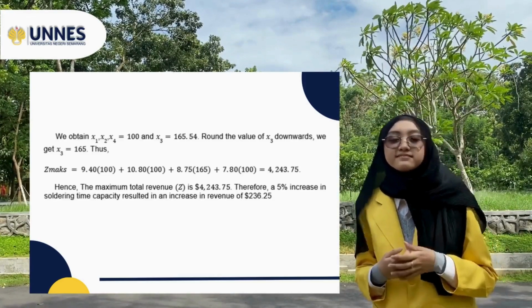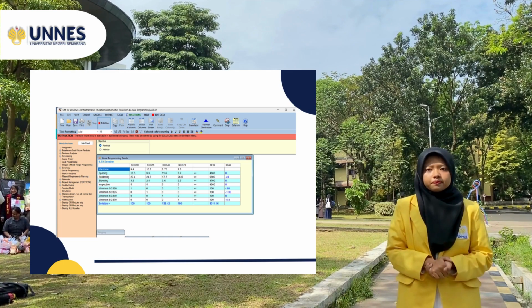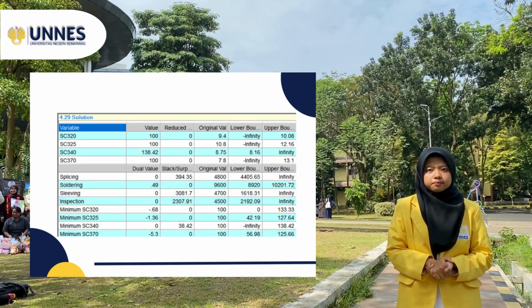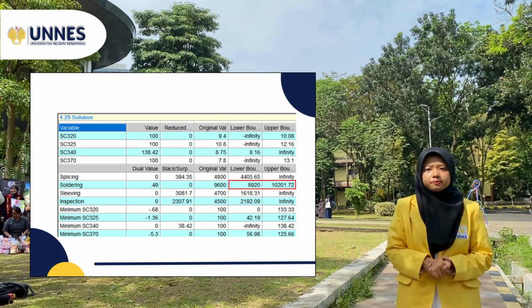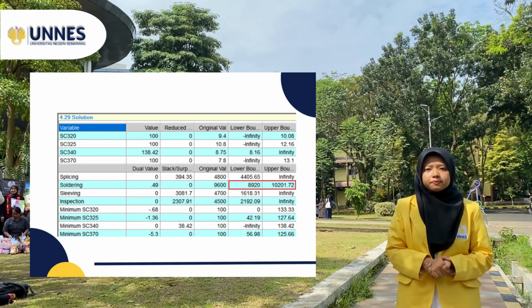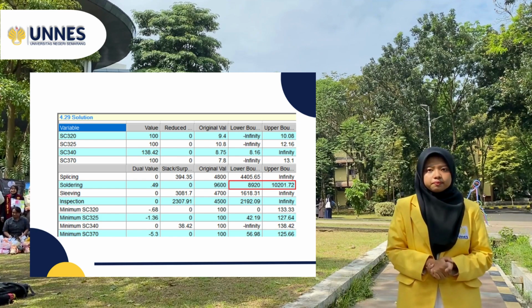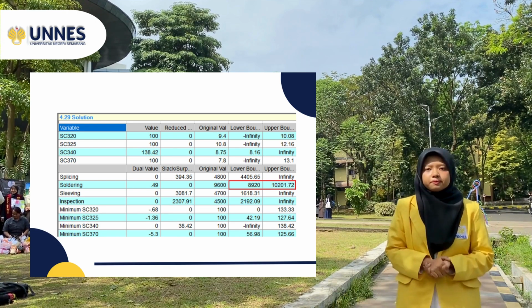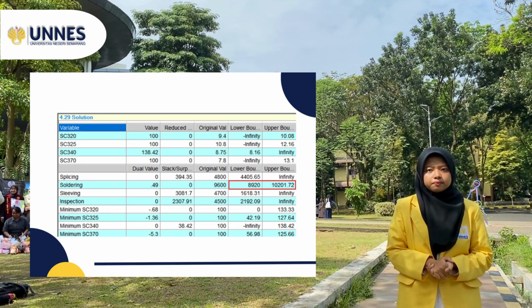The sensitivity itself is also based on the optimal table from the simplex method. We click the range button and we will get the sensitivity. Based on the results, the sensitivity range for the soldering capacity is 8,920 to 10,201.72. So, the final result is the same as using manual calculation.